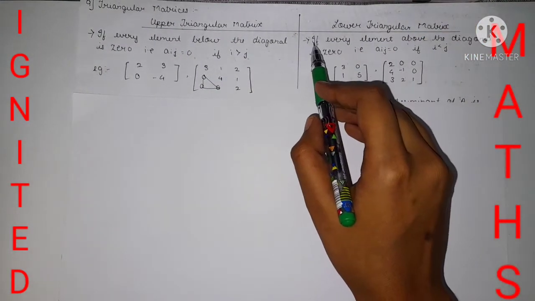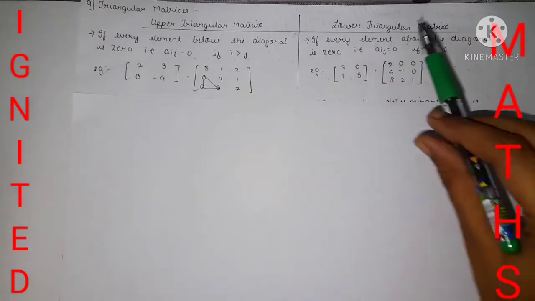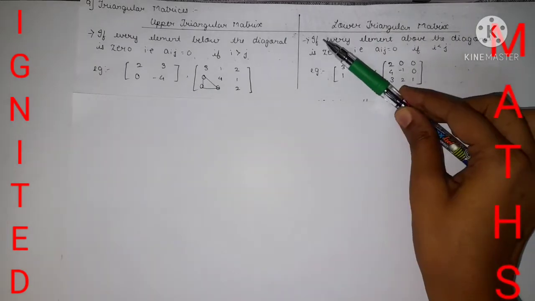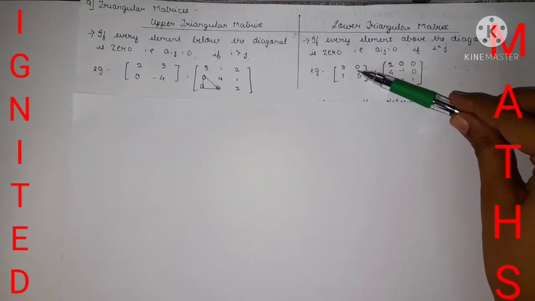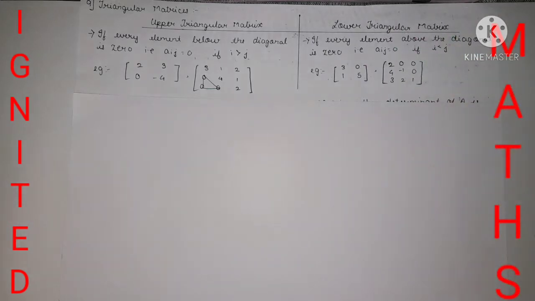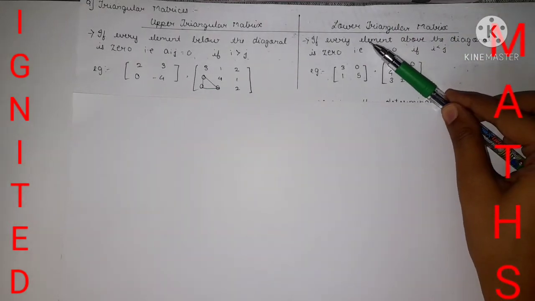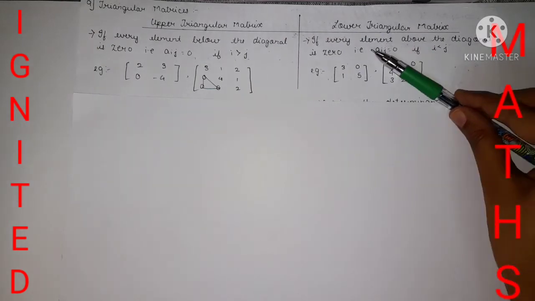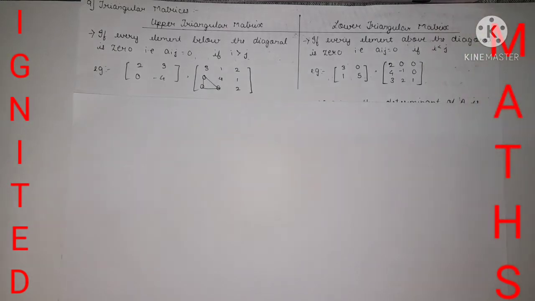A lower triangular matrix is one in which every element above the diagonal is 0. In this example, this is the diagonal element, and above the diagonal the elements are 0, so it satisfies the lower triangular matrix. In this example, this is the diagonal, and the elements above the diagonal are 0, so this also satisfies the lower triangular matrix. This is the difference between upper triangular and lower triangular.